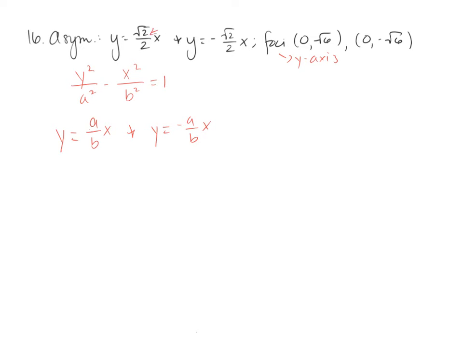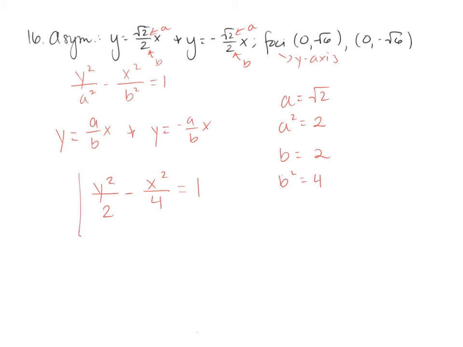So that means that square root of 2 is a, and b is 2. Yes? So that means that if a is square root 2, then a squared is 2. And if b is 2, then b squared is 4. Now that we have a squared and b squared, we just simply plug into the equation. So y squared over 2 minus x squared over 4 is equal to 1. And that's our answer.